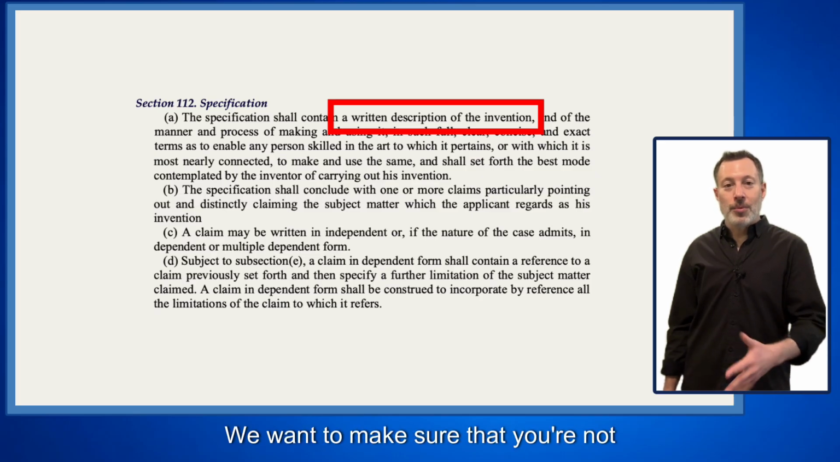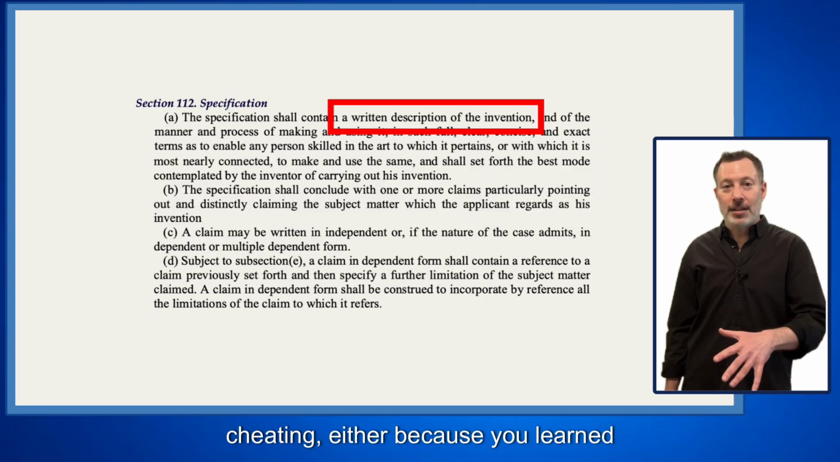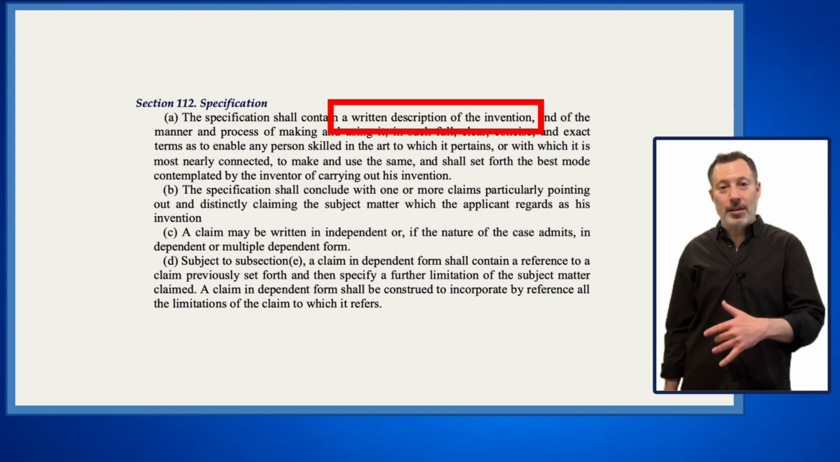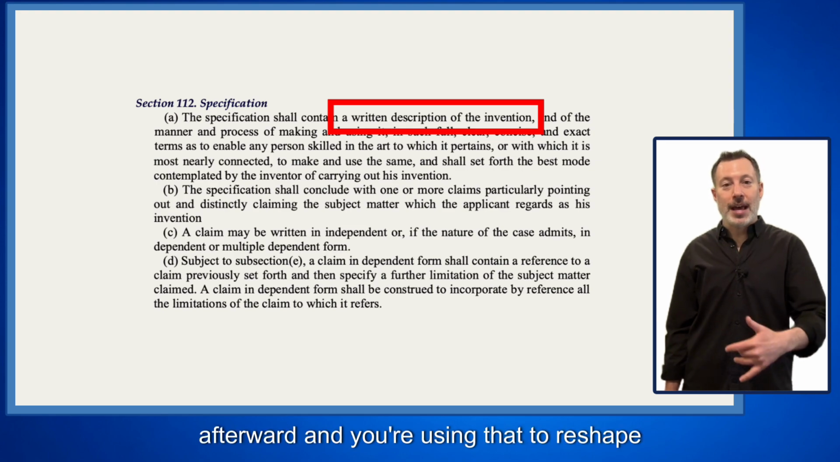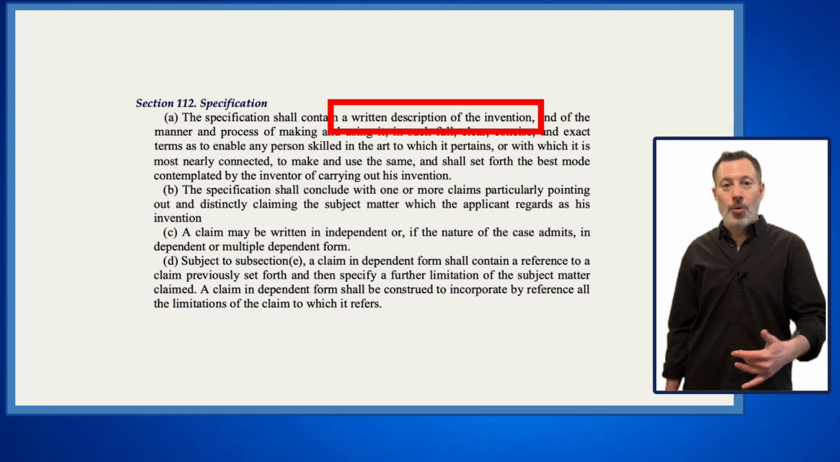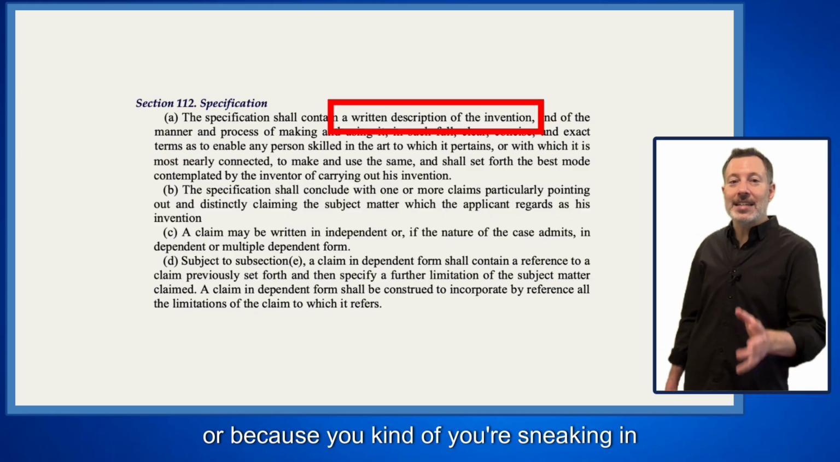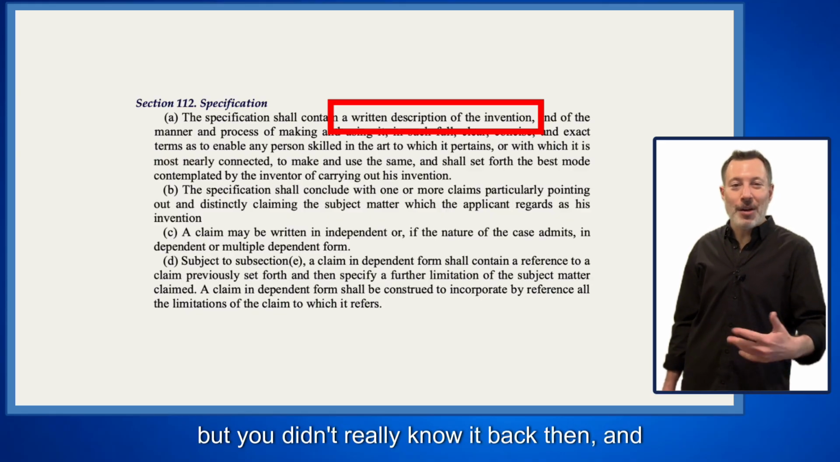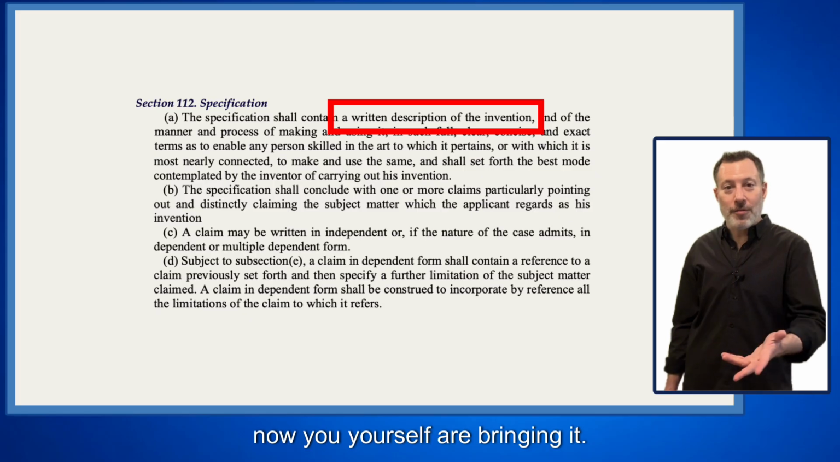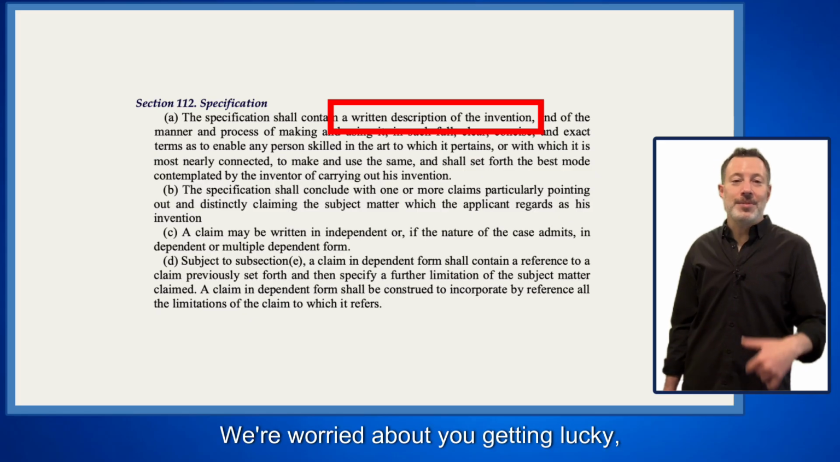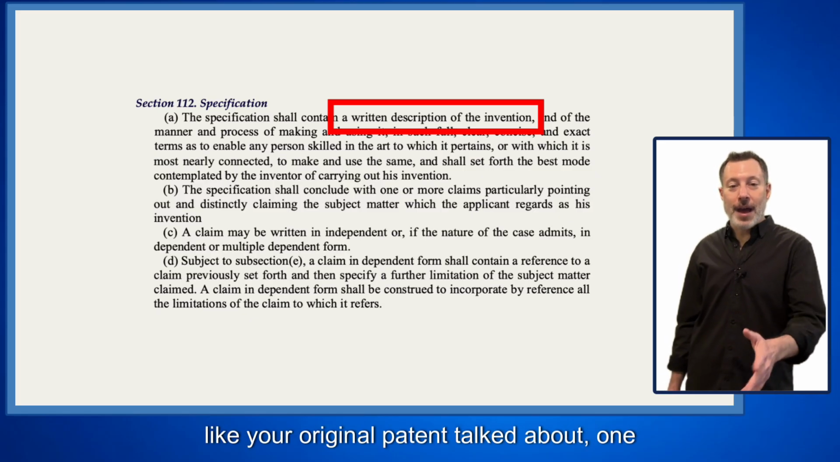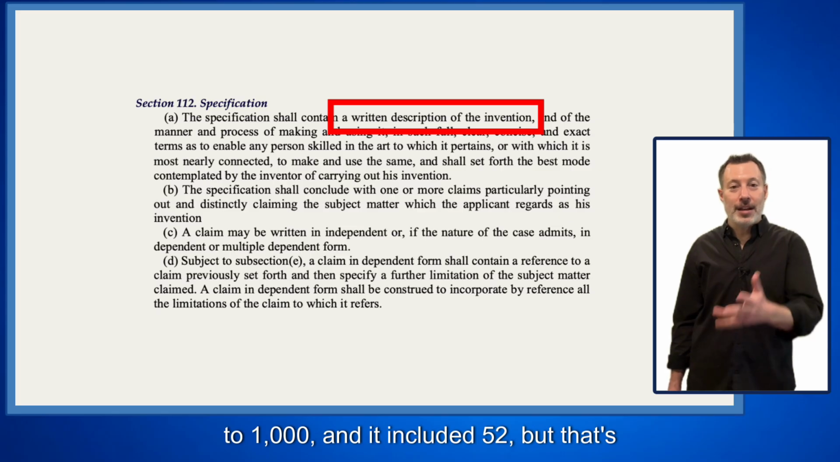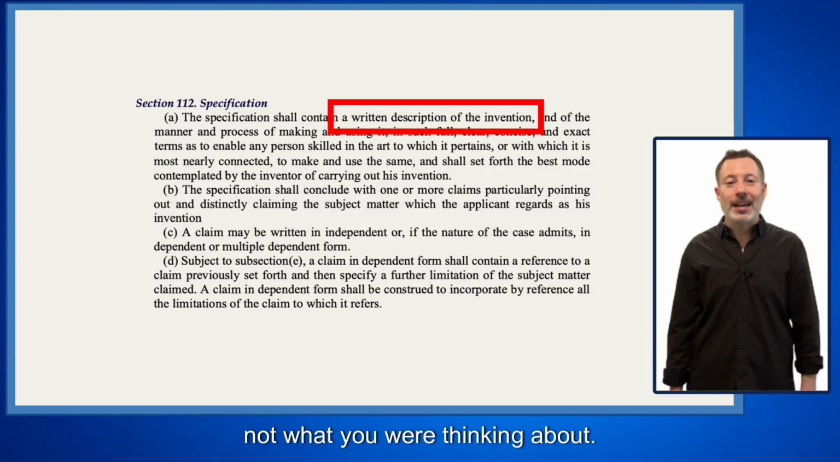Written description. We want to make sure that you're not cheating, either because you learned something afterward and you're using that to reshape your patent, or because you're sneaking in some new information. You didn't really know it back then, and now you yourself are bringing it. We're worried about you getting lucky, like your original patent talked about 1 to 1,000, and it included 52, but that's not what you were thinking about.